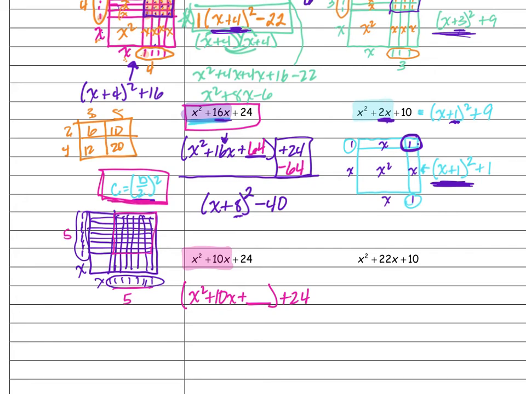So what's 5 squared? Or 5 times 5? What was that, Sally? 25? Yeah, there you go. And if I add 25, because it's on the same side of the equal sign, I'm going to subtract 25.